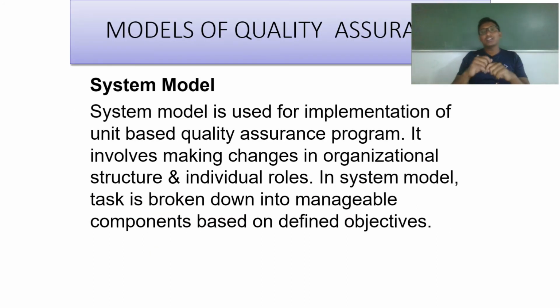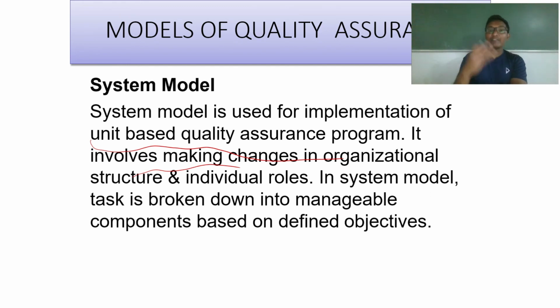The next model that we're going to discuss in quality assurance is the system model. So what is the system model? It is used for implementation of unit based quality assurance program. It involves making changes in the organizational structure and individual roles, and in the system model, the task is broken down into manageable components based on the defined objectives. So it is used mainly to implement the quality assurance program.